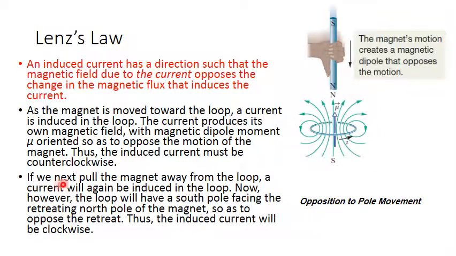Now, the magnet is inside the loop and we are going to pull the magnet. If we pull the magnet away from the loop, a current will again be induced in the loop. Now, however, the loop will have a south pole facing the retreating north pole of the magnet. So when I'm moving the north out, there will be a north on the lower side due to the magnetic loop, so it opposes the motion of the magnet out of the loop. In this case, the north of the magnetic dipole moment of the loop would be down and the south would be up. So according to the right hand rule, the current in this case would be clockwise. It would be coming in this direction.